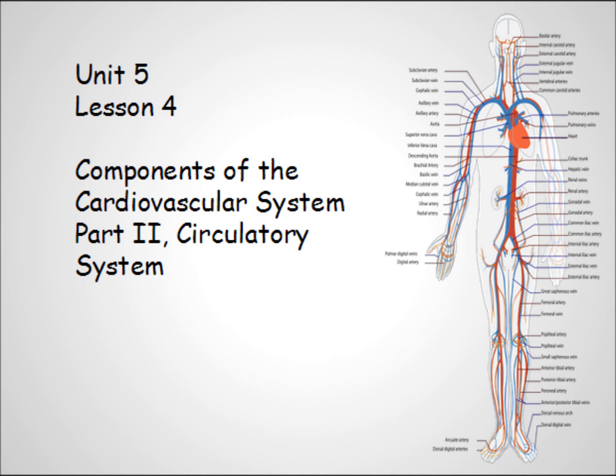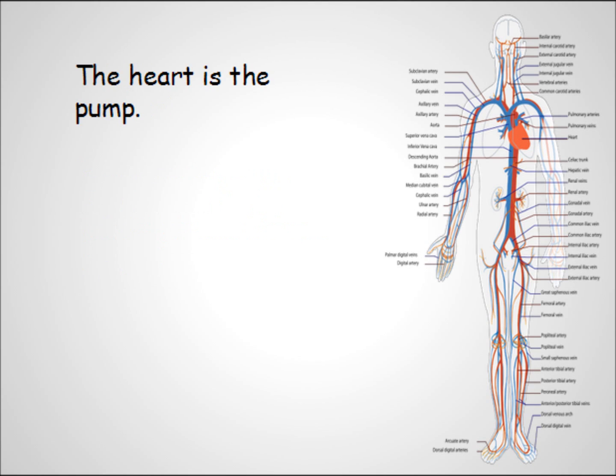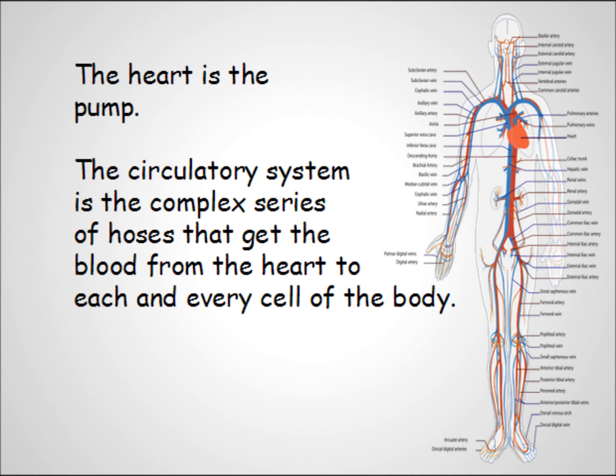Unit 5, Lesson 4, Components of the Cardiovascular System, Part 2, Circulatory System. In the previous lesson, we got the lowdown on the pump itself. Now, let's look at the complex series of hoses that move the blood out of the heart and back in.